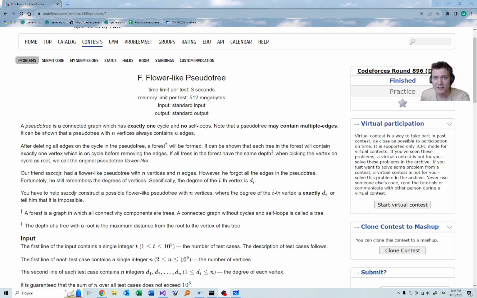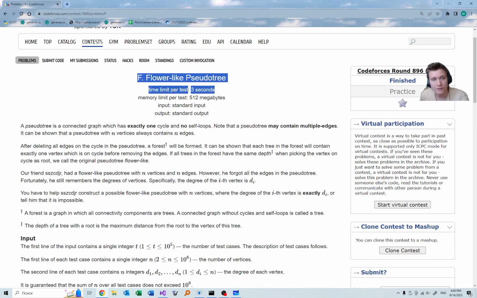Hello, I decided to explain the solution of this problem. So, Flower-like Pseudotree from Codeforces Round 896, Division 2, and also solve it, so write the code in real time.